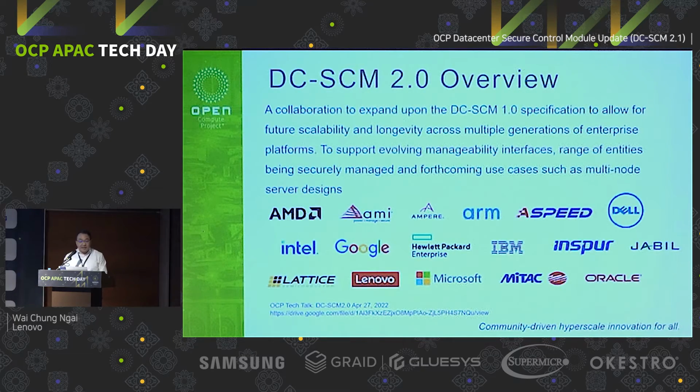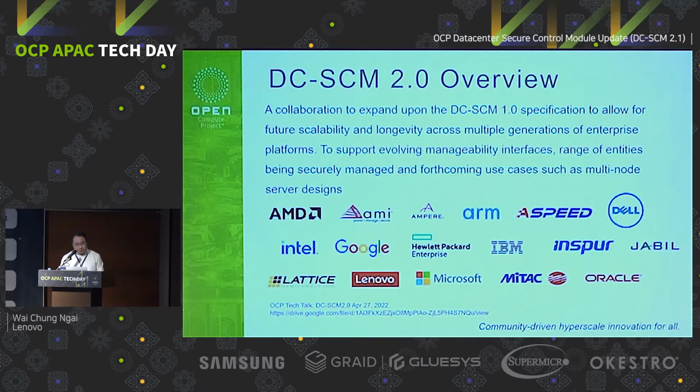So DC-SCM 2.0 is a collaboration of 17 companies. And it's very interesting when you look at those companies, other than the major OCP board members, including Google, Intel, and Microsoft, you find a lot of them are server vendors, as well as semiconductor companies. So basically all the major server vendors are participating in the DC-SCM subprojects and also contributing directly into this project with their expertise.